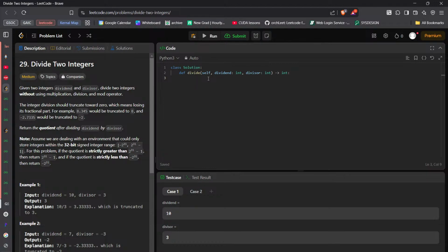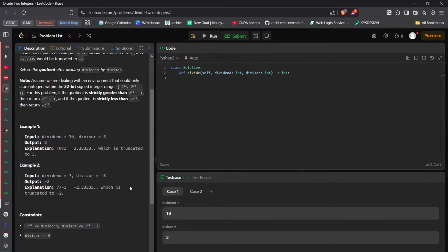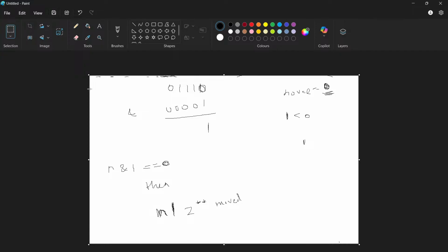So let's take dividend is 10, and we are dividing by divisor 3. How do we do it? What is the range of my divisors? Oh, it's pretty large. In order to divide by 3, what are we doing? How do we write 10? 10 is 8, 9, 10. This is 10.